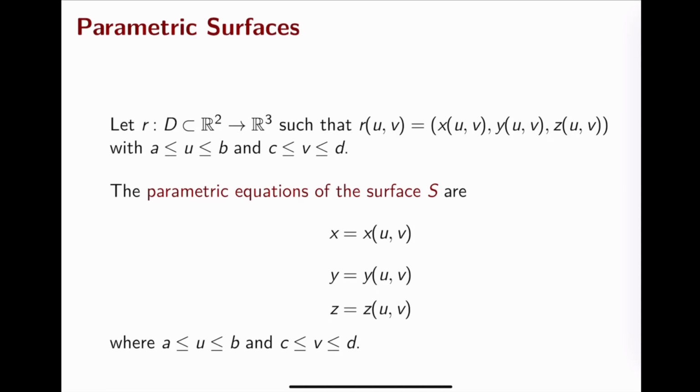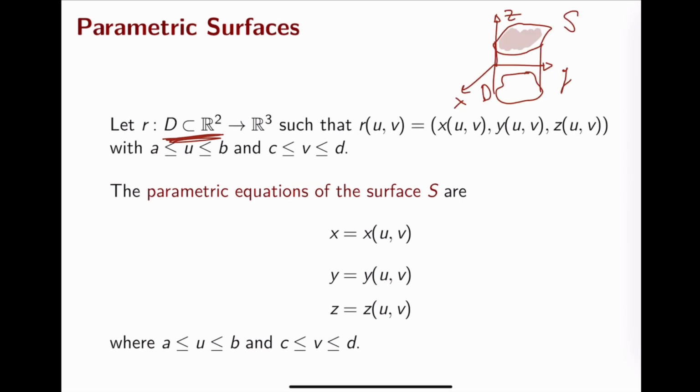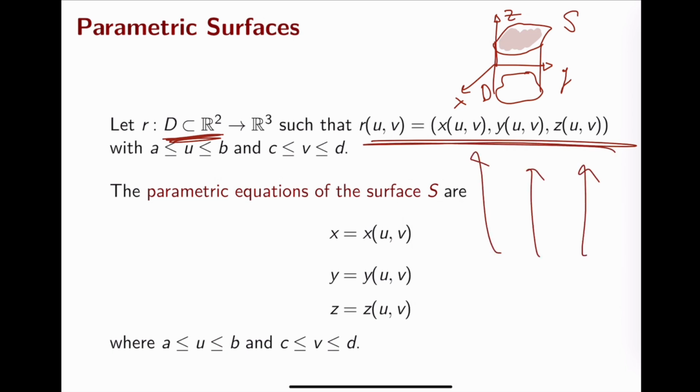A parametric surface is a generalization of the notion of curve, but now the domain is included in R2. So if we have a system of coordinates, this surface S is given by a parametrization where each of the components in R3 depends on two variables now. So it's like an image of some piece of R2.